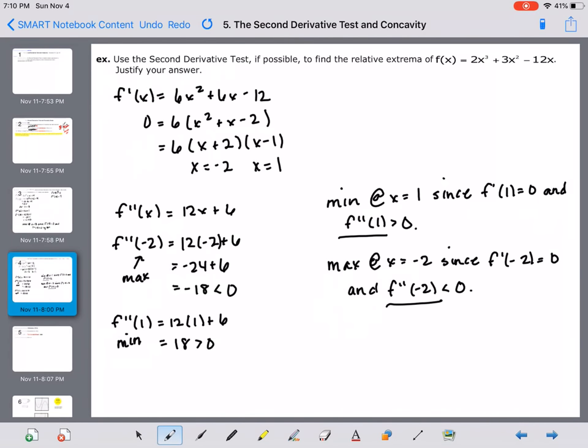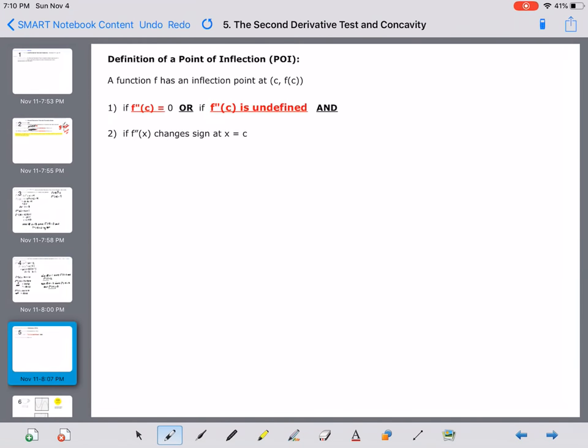Okay, in addition to using the second derivative for identifying maxes and mins, we also use the second derivative to determine what we call the concavity of the graph. And the concavity of the graph, where it changes, is what we call a point of inflection. Okay, when we talk about concavity, we're talking about curvature. So the POI, the point of inflection, is the point where our curvature changes.